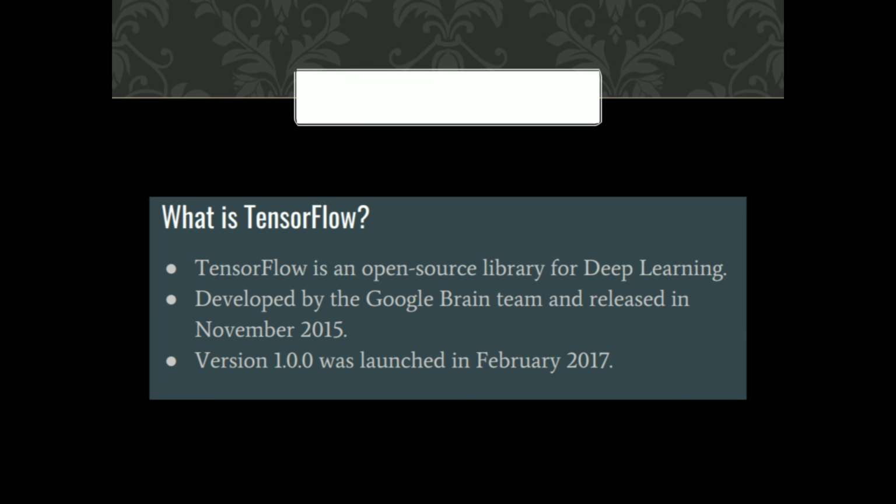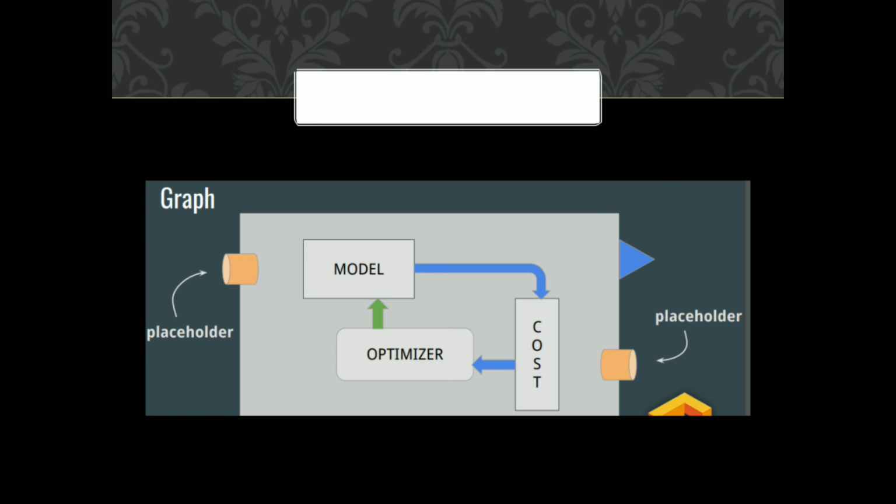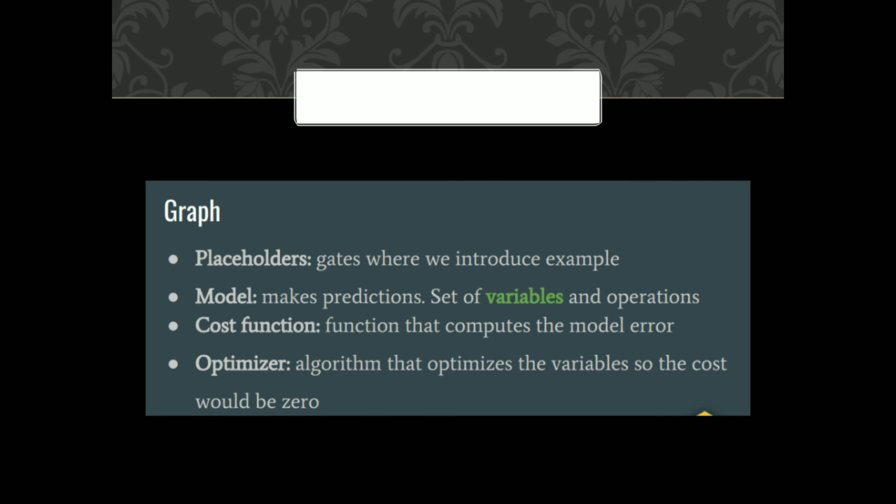And what about TensorFlow? It is an open source library. It was released in the year 2015 and launched in 2017. So about this graph, we'll see about the graph. It contains placeholders, model, cost function and optimizer.